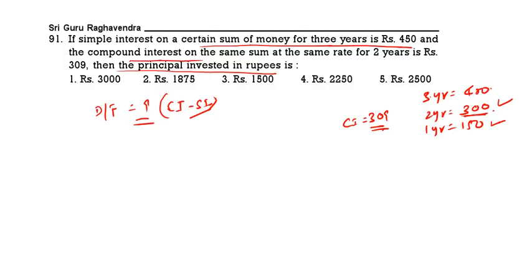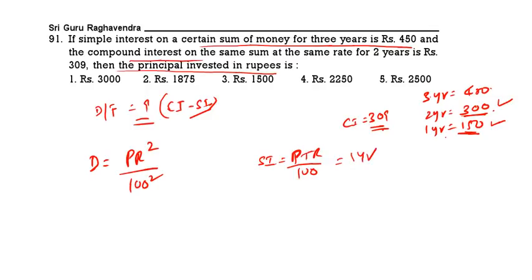So for difference, the formula is D is equal to PR square by 100 square. Now this is for 1 year difference. So what is the formula for simple interest? PTR by 100. I am calculating for 1 year, so T will be 1. So SI is equal to PR by 100. And for 1 year it is 150.